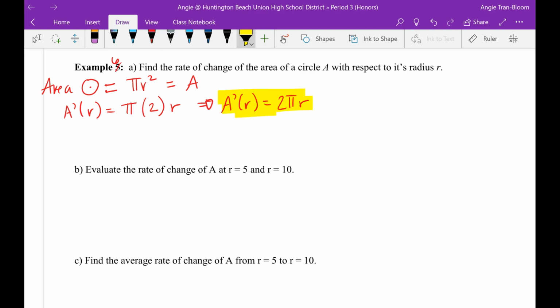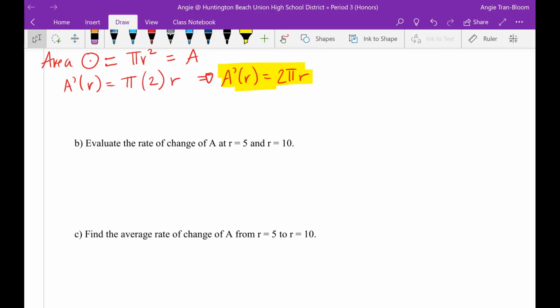Look at that formula, 2 pi r. What does that look like? That looks like a formula of something, right? What formula do you think that is? You said the derivative of the area is the circumference? Crazy, right? Totally crazy. That is the circumference, right?